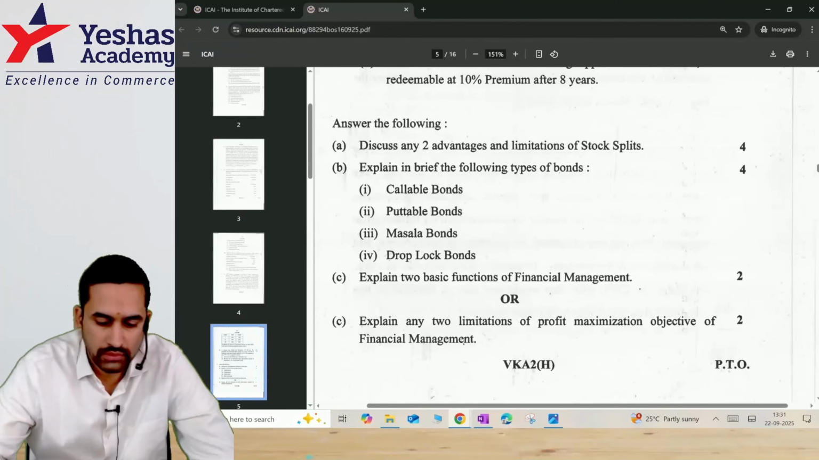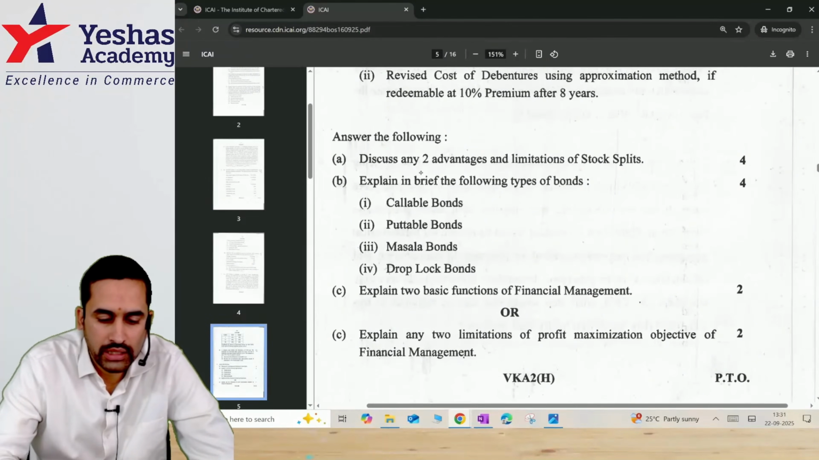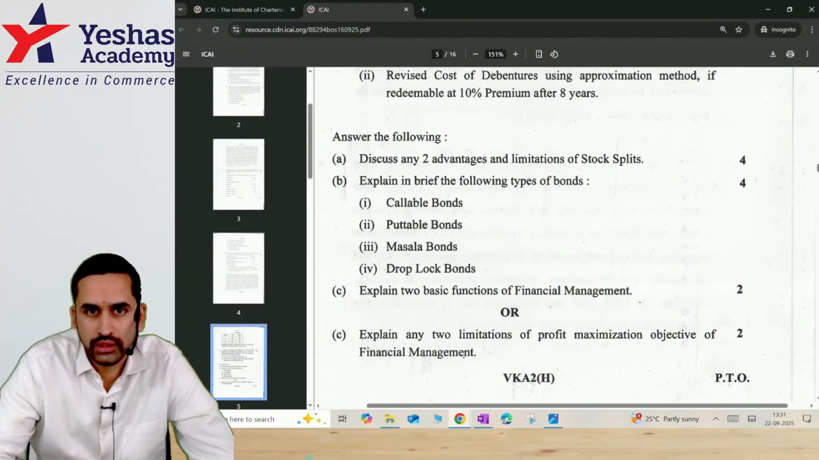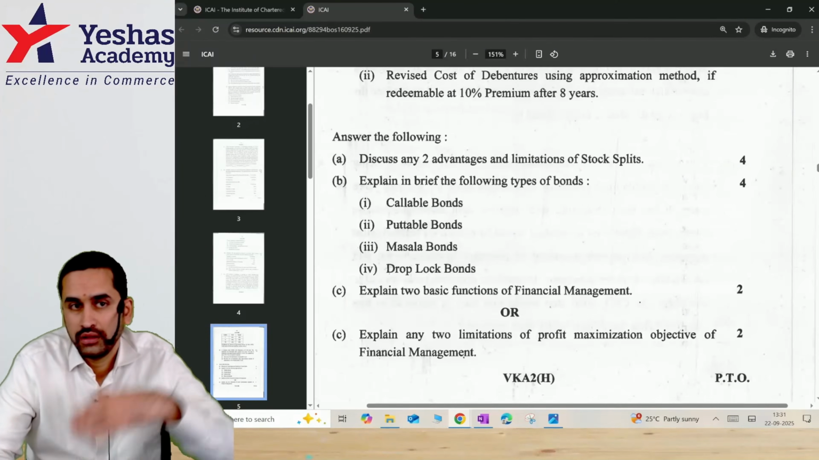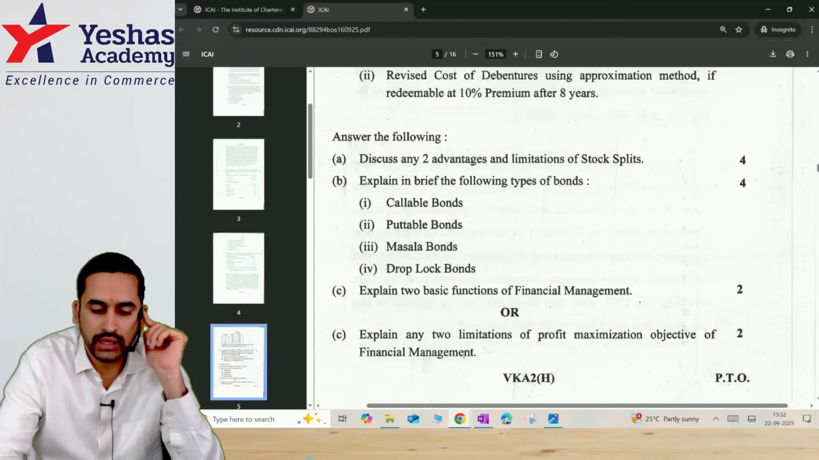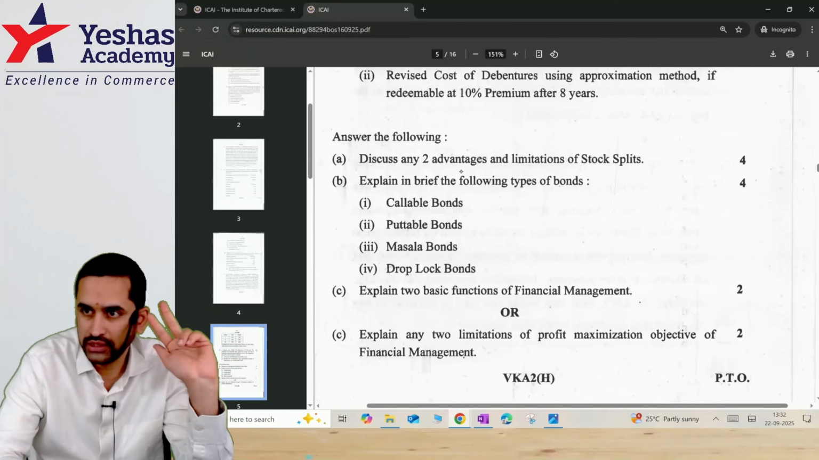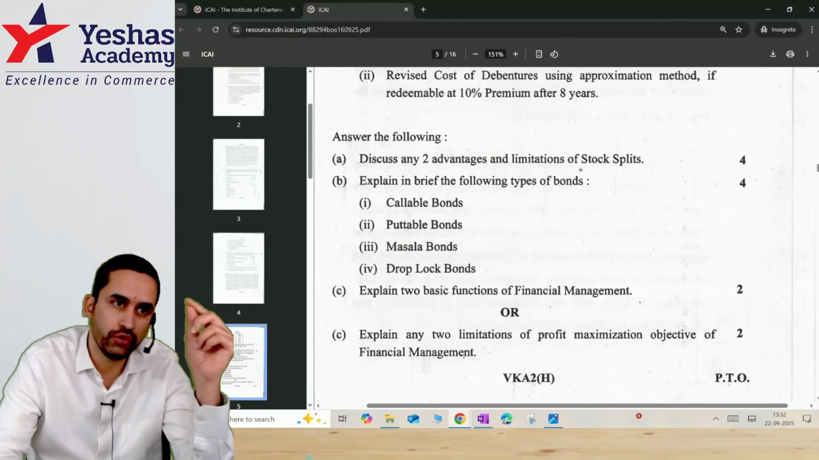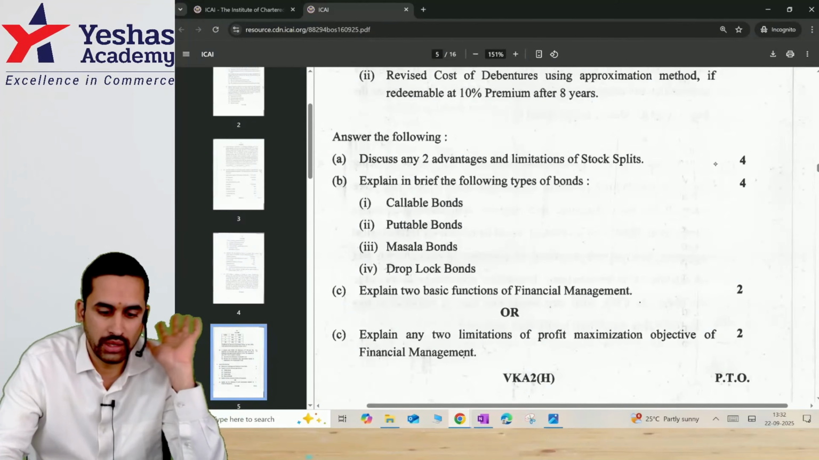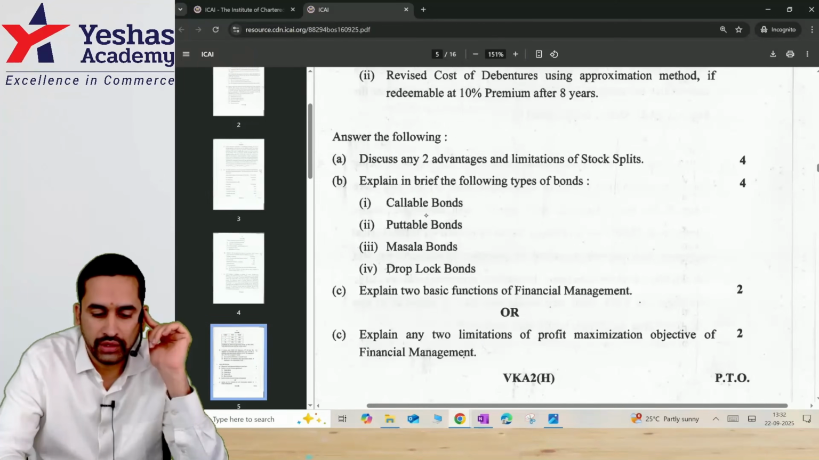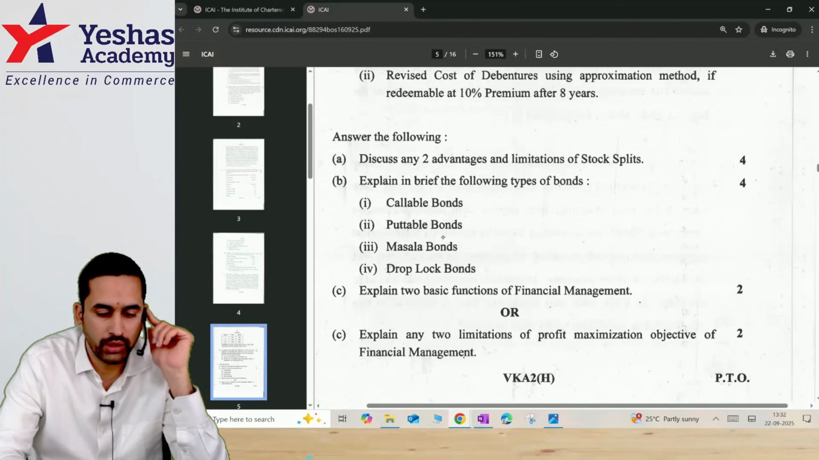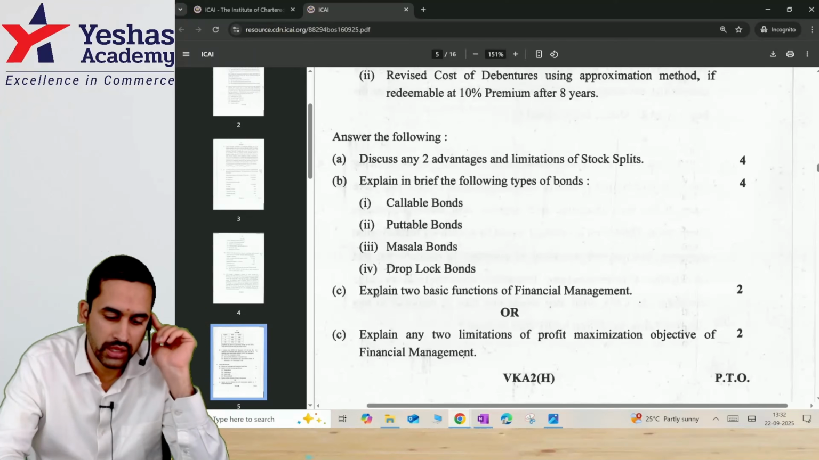Next, last question, theory. Discuss any 2 advantages and limitations of stock split. You had stock split in dividend last discussion. There at the bottom you have 2 advantages, 2 disadvantages. Now 4 marks, 2 advantages, 1 point each, 2 limitations. So 4 bullet points you need to write. 4 marks, 1 mark each, simple. Explain briefly. All of this is in the types of financing topic. Okay, callable bond, puttable bond, masala bond and all of this.